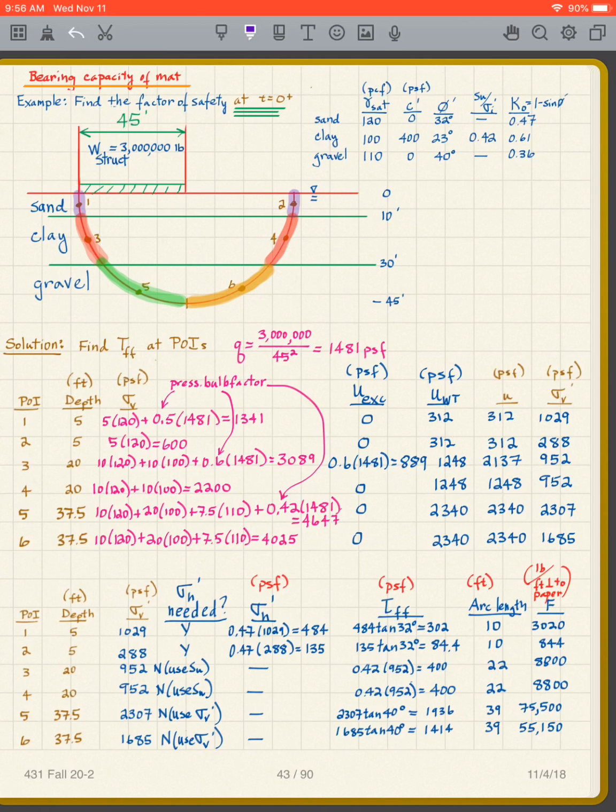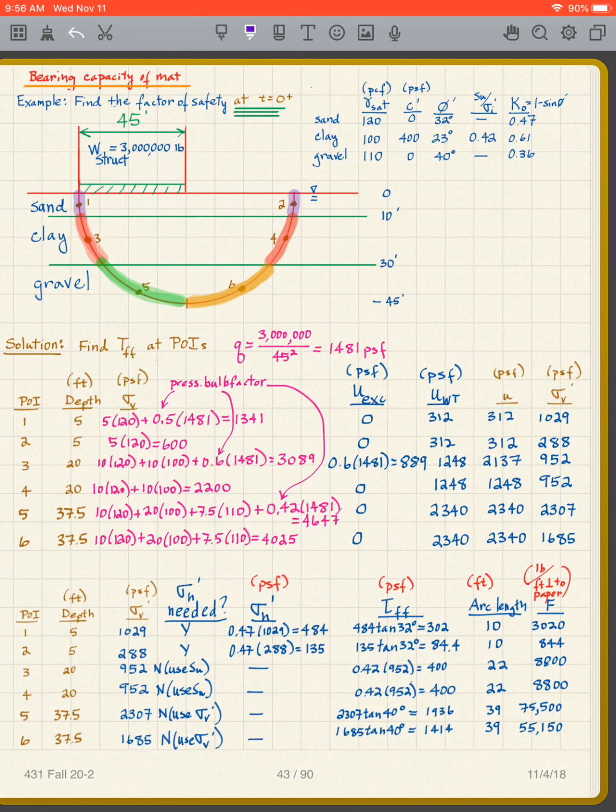What I want you to notice is, in this region here, the failure surface for 1 and 2 is close to being vertical. At 3 and 4, it's still close to being vertical. Just to keep it simple, we're going to take it as being vertical. But in 5 and 6, the failure surface is closer to being horizontal, so we're going to take the failure surface in those regions as being horizontal. That's going to have an impact on determining what our tau FF is.